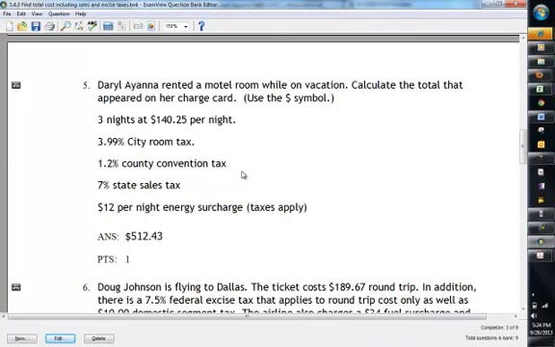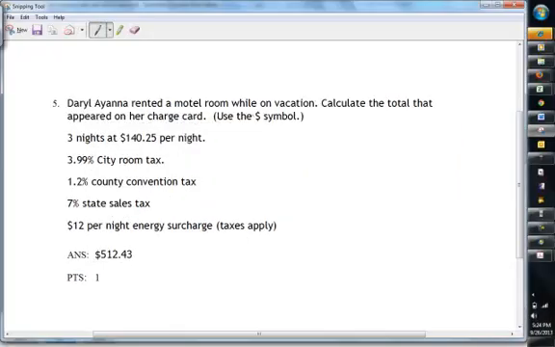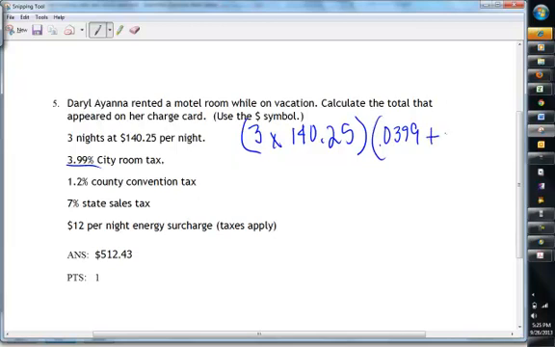Here's one. Daryl and Anya rent a motel room while on vacation. Calculate the total that appeared on her charge card. So let's add this up here. It's going to be 3 times 140.25. Then multiply that by 0.0399, that's the city tax, plus 0.012 plus 0.07, and then $12 per night. Oh, and the taxes apply to that, so it's going to be 3 times 140.25 plus $12. So they're really getting it to you, aren't they?